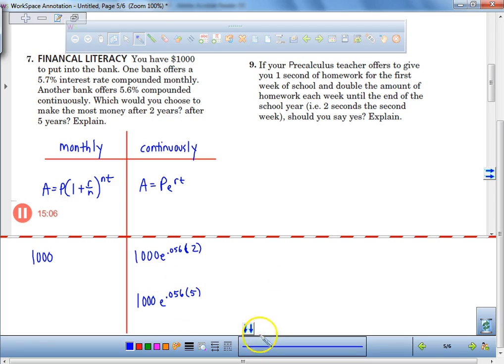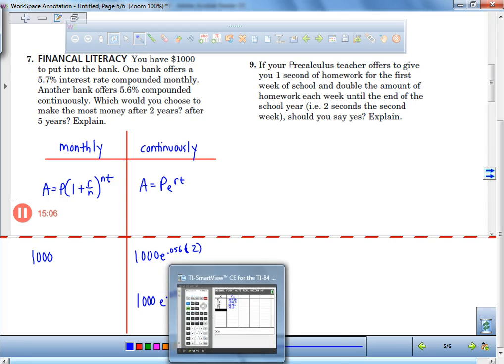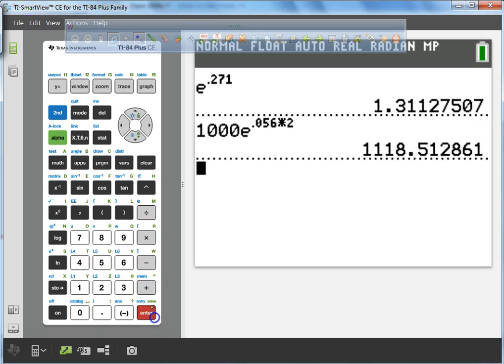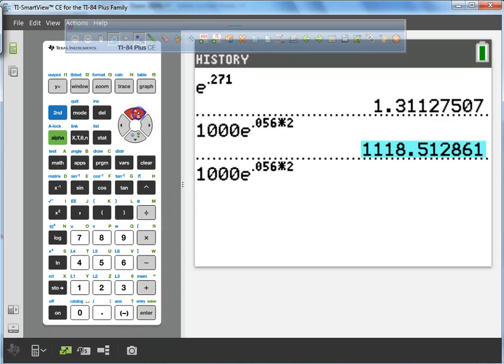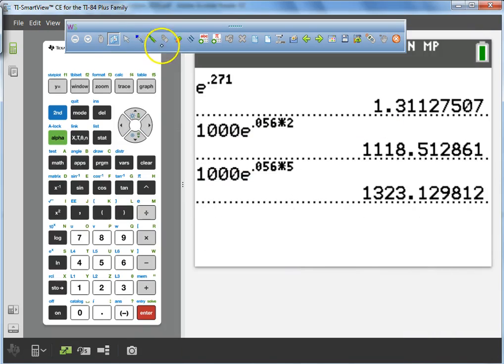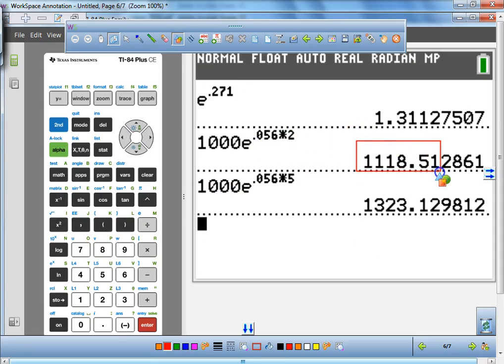So let's see how much money we get. In your calculator, here's what you're going to do. 1,000, second division, there's the E. We got to raise it to 0.056, and we're going to multiply it by 2. There's our answer for 2 years. Go over here, change it to a 5. There's our answer for 5 years. So right now, I'm going to leave it up there. That's your answer for 2 years. This is for 5 years.